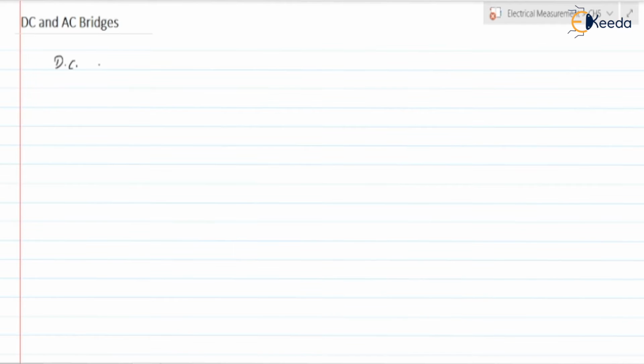DC bridge. Actually, the bridges are used for measurement of passive elements like R, L, C. But as long as DC bridge is considered, it is used only for the measurement of resistor. So the bridge circuitry for the DC bridge consists of only resistors, right? No inductor, no capacitor.